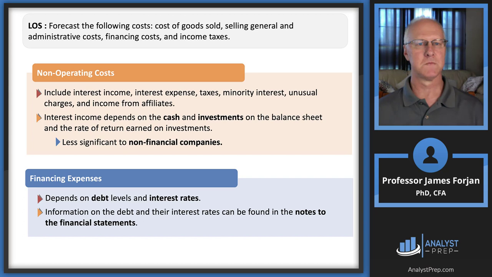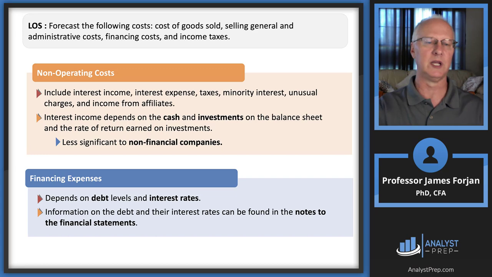Non-operating costs, you guys know what these are. Interest income, interest expense, taxes, all those other things. These are probably super important if we're evaluating the banking industry or a particular financial institution, but less for Jim's baking company. Although, of course, it depends on the amount of debt that I have in my capital structure, which leads right into financing expenses.